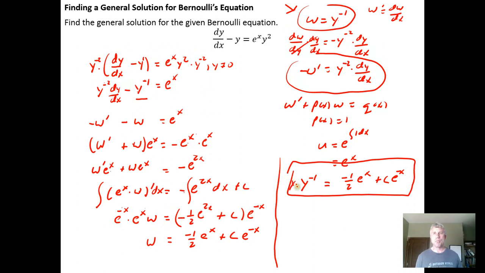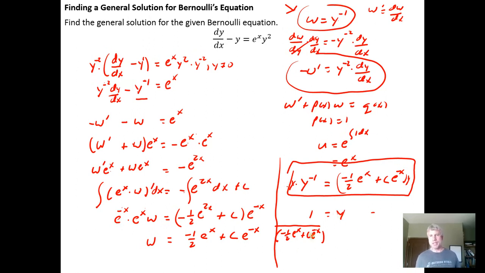That would probably be okay. But I could also multiply both sides times a y, which would leave me with y times y to the negative first, which is just 1, equals the stuff times y. And then if we divide both sides by the stuff, we will get y by itself. So we have negative 1/2 e to the x plus c e to the negative x, and we could divide both sides by that. And that would be an explicit solution for y.